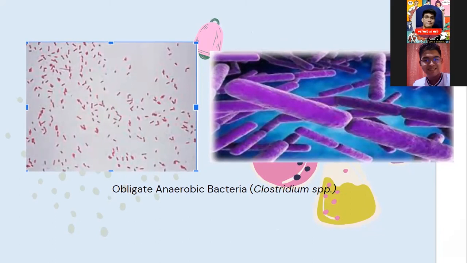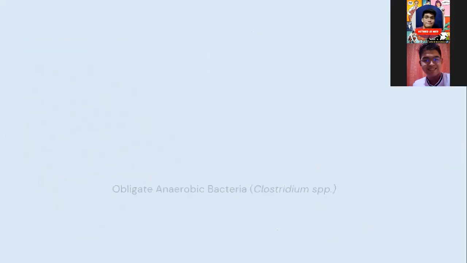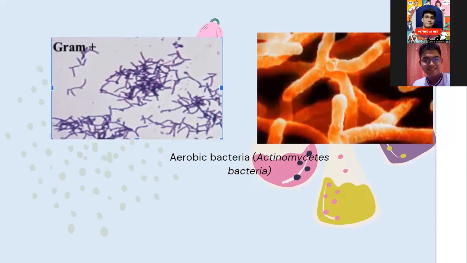Lastly, we have the aerobic bacteria. An example of this is the actinomycetes bacteria. And regarding its surface growth, it is a pellicle. They require oxygen to live and form a layer at the top of the medium. This allows them to be as close as possible to the oxygen source.